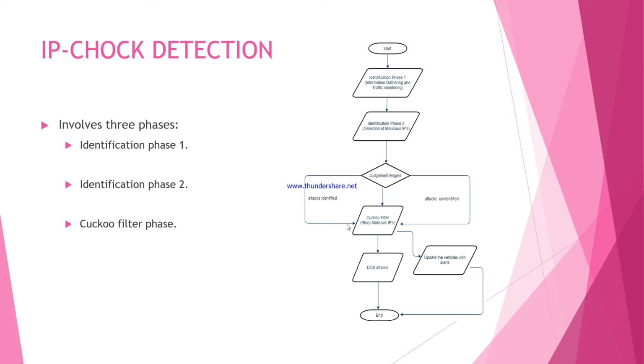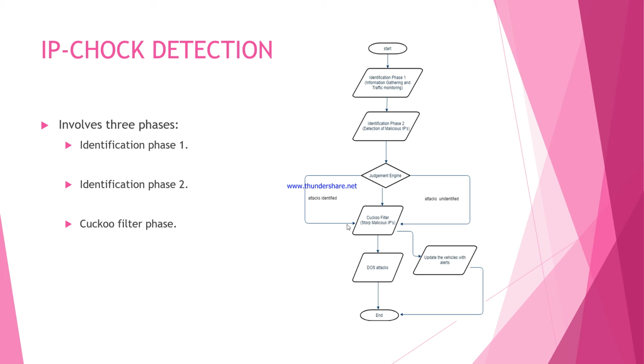IP choke detection algorithm. The IP choke detection algorithm consists of three important phases: identification phase 1, identification phase 2, and the cuckoo filter phase. Initially, the first phase gathers the necessary IP addresses which are passed as an input to the next process. The traffic that comes to the network is checked predominantly in this stage. The information gathered from the first phase is sent as input to check the malicious IP address or traffic. If there is no malicious IP address, it stores the IP in the database or it sends it to the judgment engine.